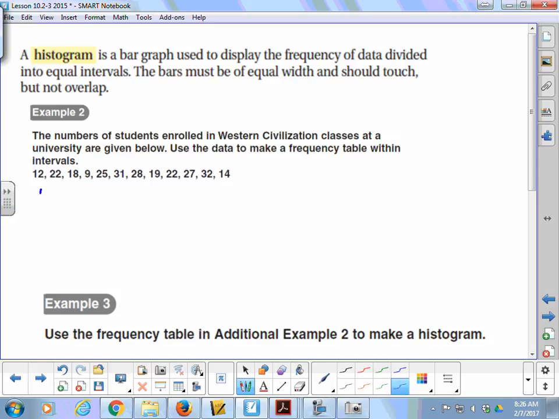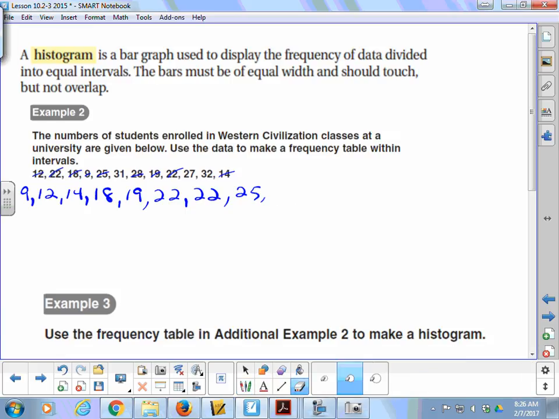So let's see what we got. 12, 14. Oops, we have a 9. Almost missed that. 18, 19. Two 22s. 25, 28. And 31, oops, 27. See, that's why I cross them out so I don't miss any. 27, 28, 31, 32. Okay.